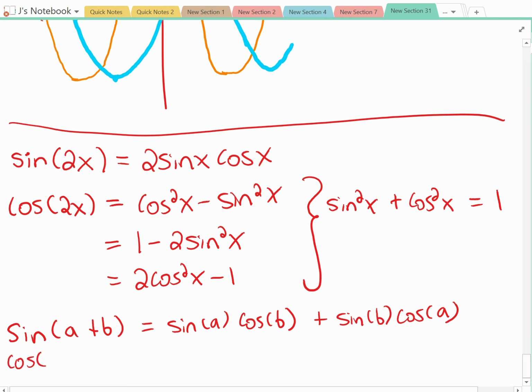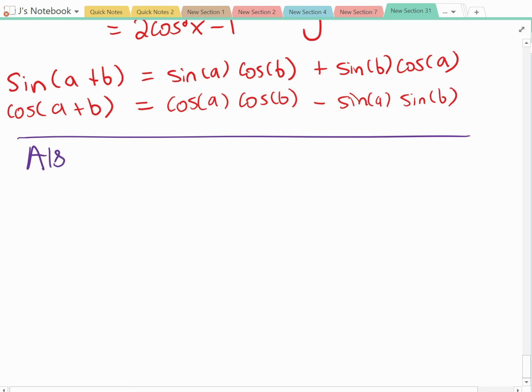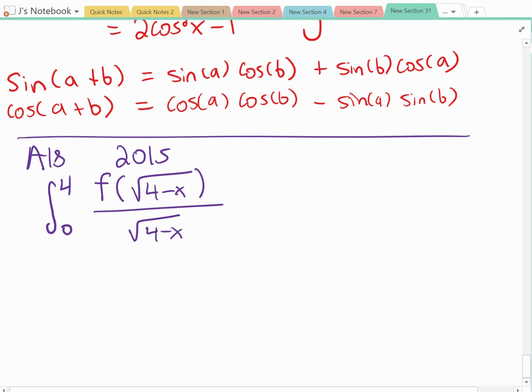Cos? Let me think. From 2015. It wants to know what the integral from 0 to 4 of the function, mystery function, evaluated at the root of 4 minus x, divided by the root of 4 minus x. It wants to know how to simplify this, how to rewrite this function.